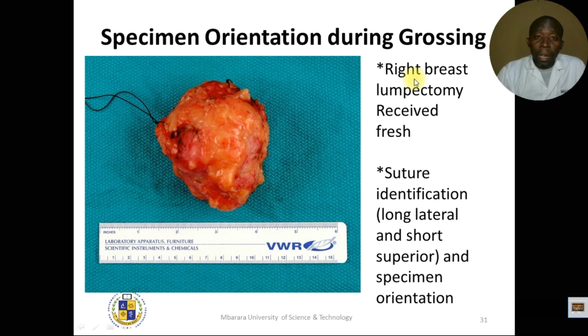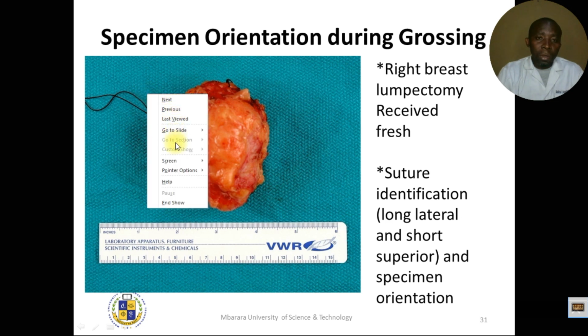We can see the color, how it is appearing, its size, its shape. So all that will be grossing. And then we have the suture identifications. So we have the long suture, which is communicating to us that this is the lateral.